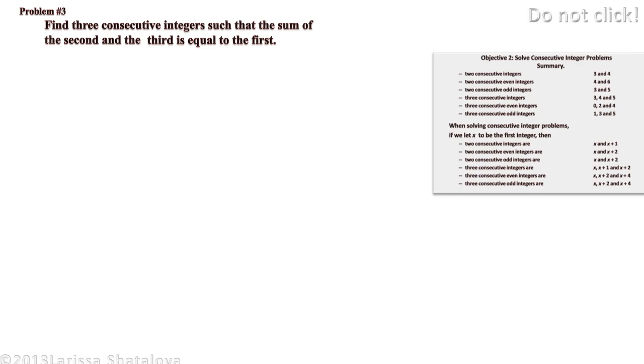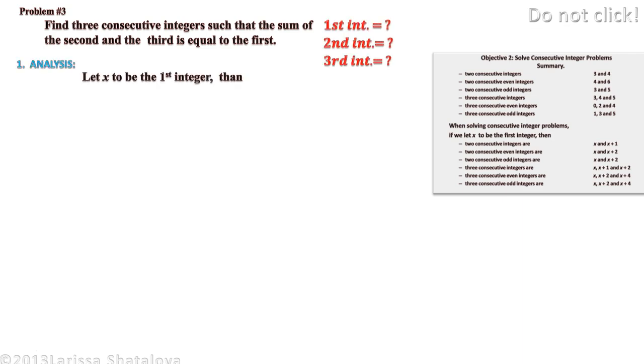Problem number 3. Find 3 consecutive integers such that the sum of the second and third is equal to the first. Analysis. So let x be the first integer. So second would be x plus 1, because we are just talking about 3 consecutive integers. And the third would be x plus 2.